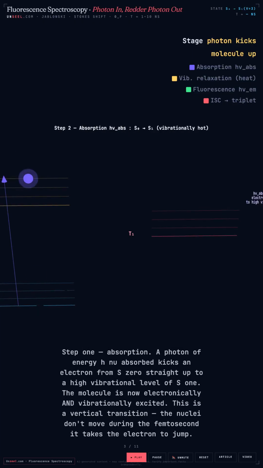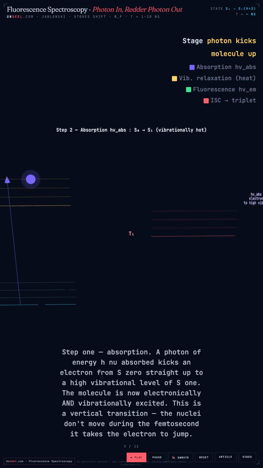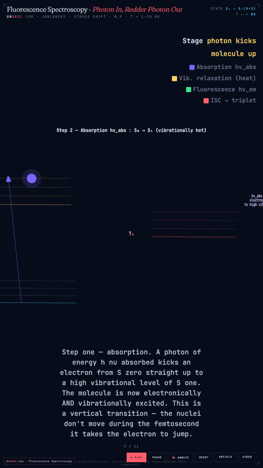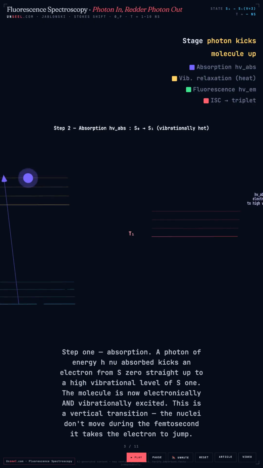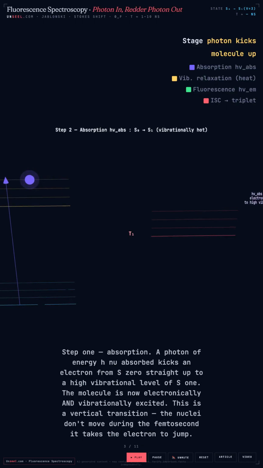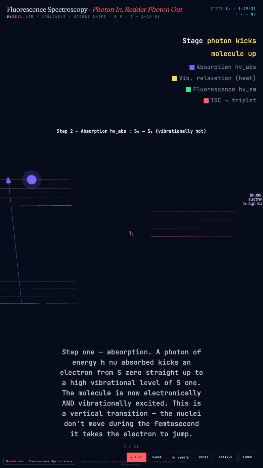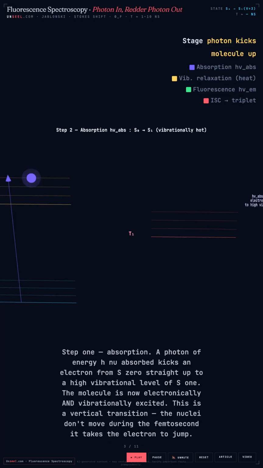Step 1. Absorption. A photon of energy hν absorbed kicks an electron from S0 straight up to a high vibrational level of S1. The molecule is now electronically and vibrationally excited. This is a vertical transition. The nuclei don't move during the femtosecond it takes the electron to jump.